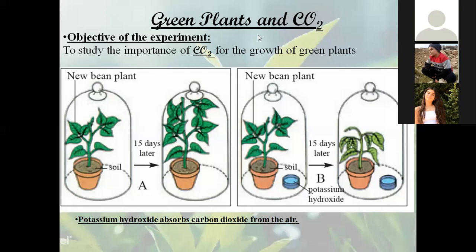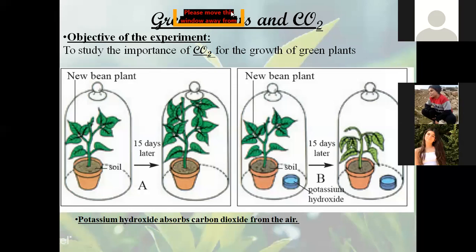We put soil, and after 15 days, it becomes bigger and good. Okay. First, you have to mention the variable factor.